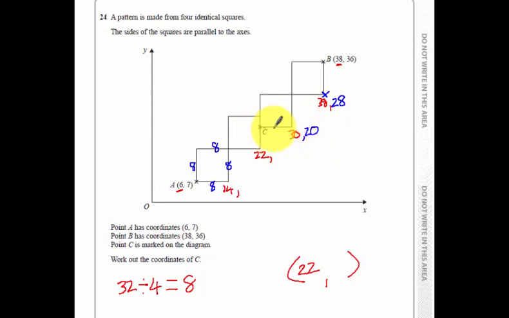C is the same height, same y value as the coordinate here, so the y value of C is going to be 20. So the overall coordinates are 22, 20. And when you get a question like this, write on the diagram. It will certainly help you unpick the logic behind it.